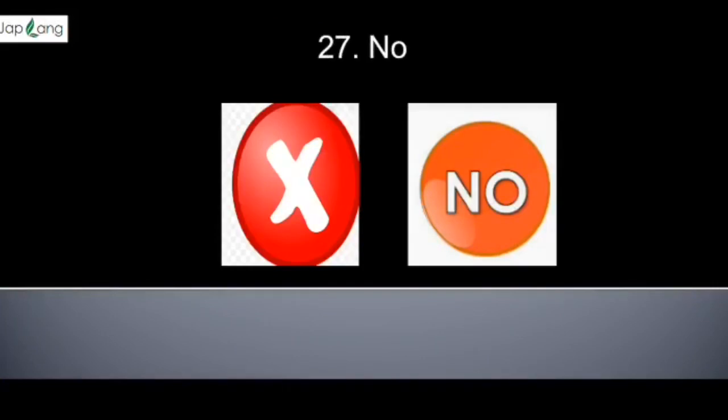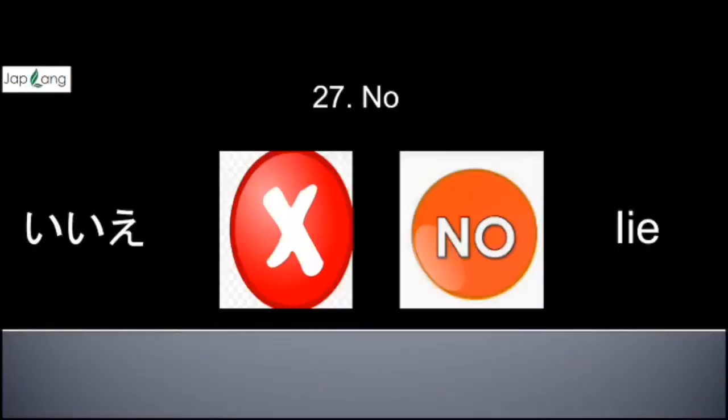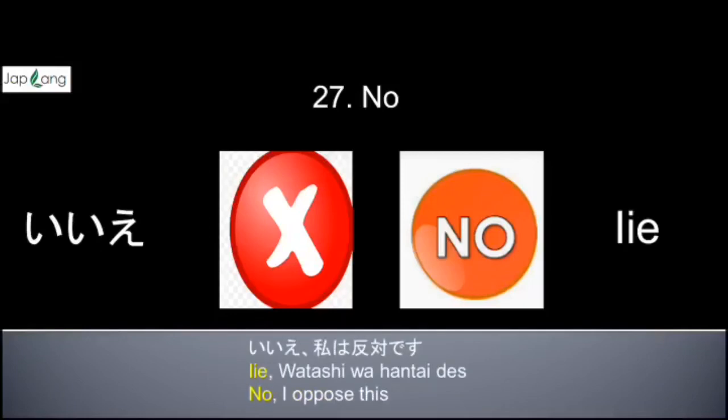Alright, the next is no. How do you say no in Japanese? It's iie. Iie is spelled I-I-E. I request everyone to write it in your own local language so that you can get the pronunciation correct. Alright, we'll listen to the Japanese sound. Iie. An example sentence is: Iie watashi wa hantai desu.